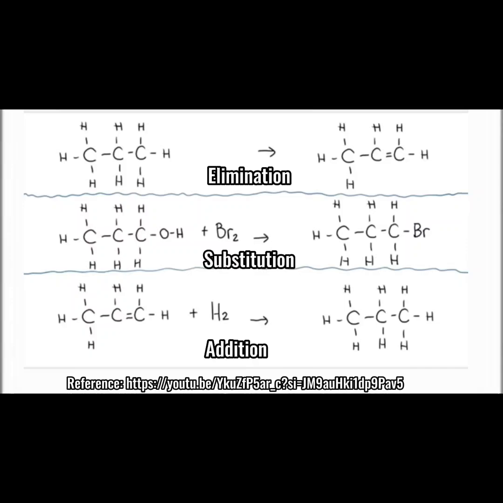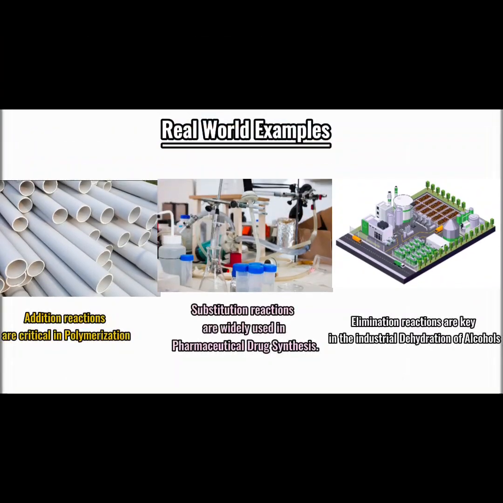And finally, the bottom reaction, addition. We start with a double bond and add two hydrogen atoms across it to form a single bond product. By joining molecules and increasing saturation, this is clearly an addition reaction. Now, for real-world examples, these reaction types are the chemical foundation for things we use every day. Addition reactions are critical in polymerization, the process used to manufacture most plastics, like for bags and bottles. Substitution reactions are widely used in pharmaceutical drug synthesis.